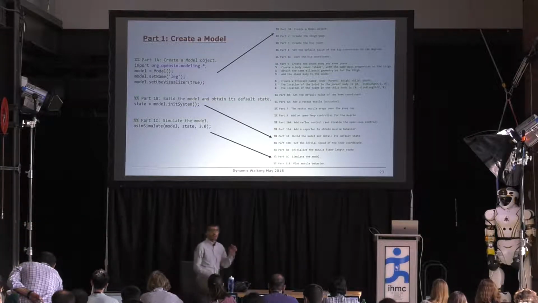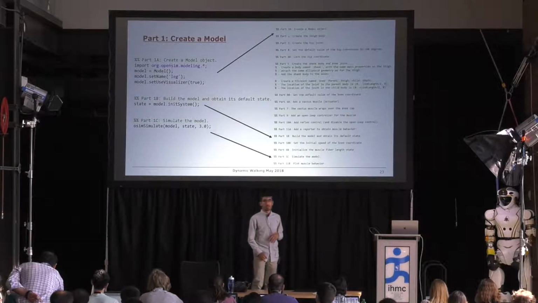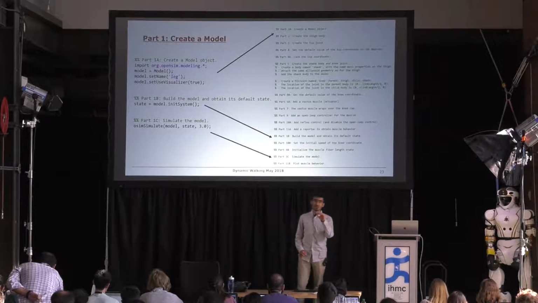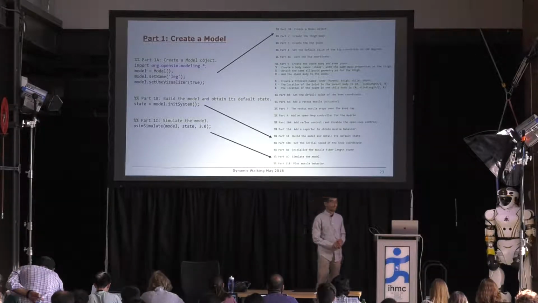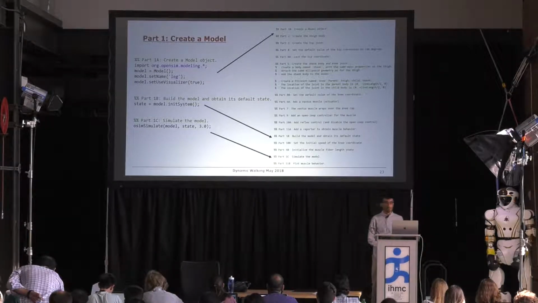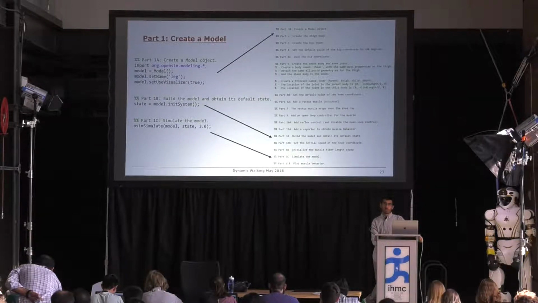Make sure that you put the OSimSimulate command at the bottom of your file in the section that has a comment 1C. Again, what that does is it takes a model and an initial state for that model and a duration for simulation, and then it performs a forward integration.